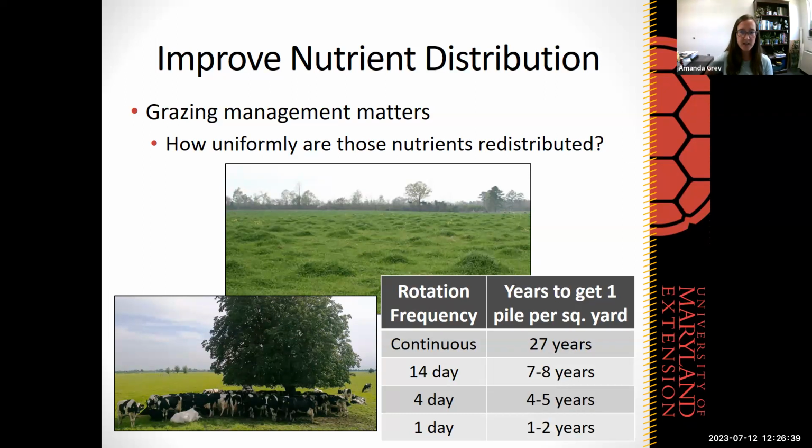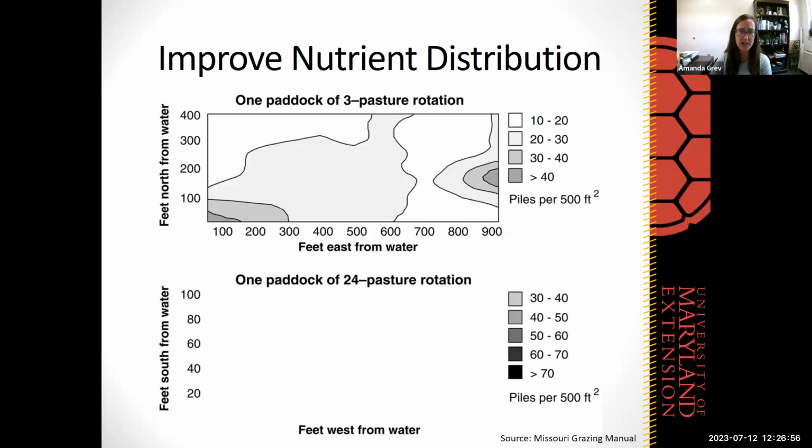And so by using more rotational grazing, by moving those animals around to different areas of the field, we can really reduce that and start to get more of an even distribution of manure, aka more even distribution of manure nutrients, right, across that field. And so what that might look like is something like this.